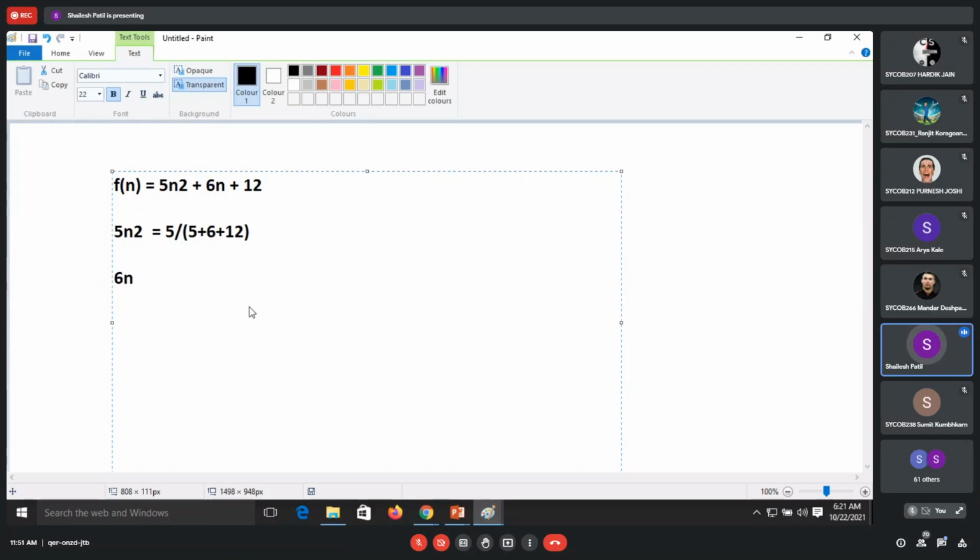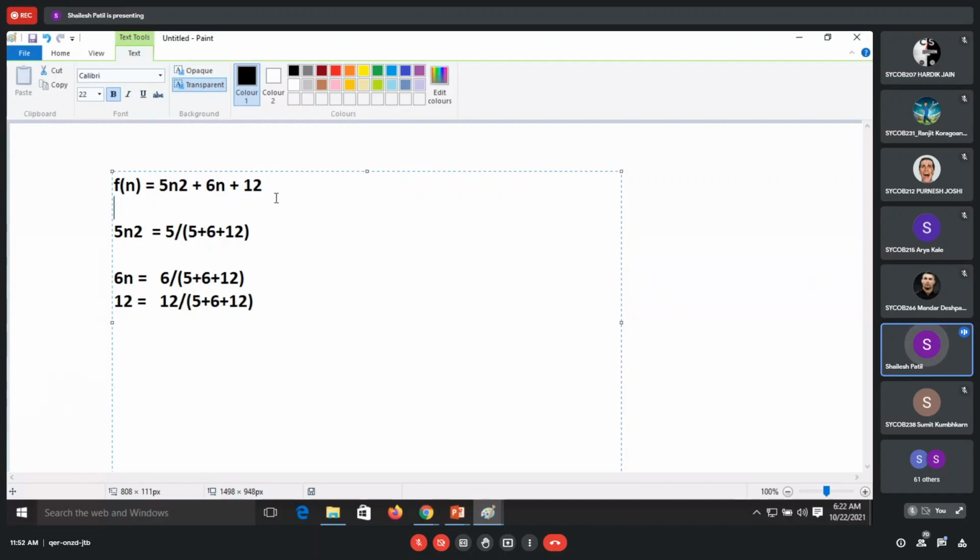For 6n, we calculate 6 divided by 5 plus 6 plus 12. And then 12 will be 12 divided by 5 plus 6 plus 12. In this way we calculate the contribution, or how much each term will impact your formula.